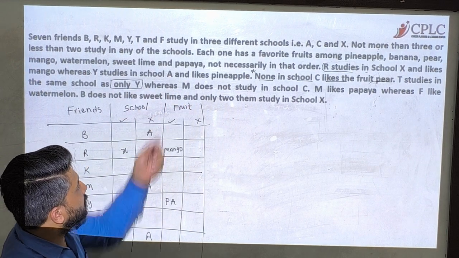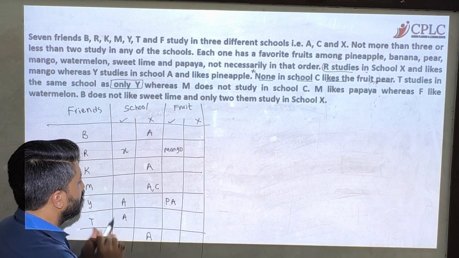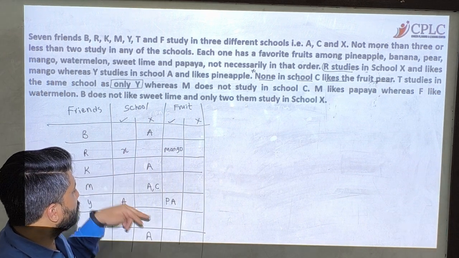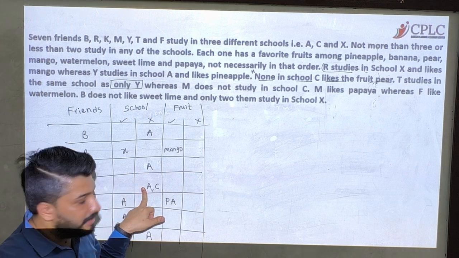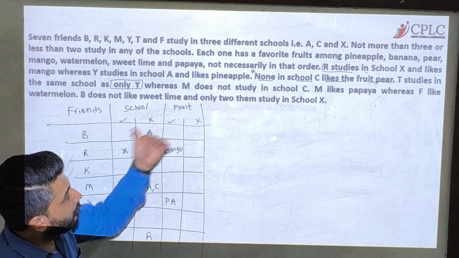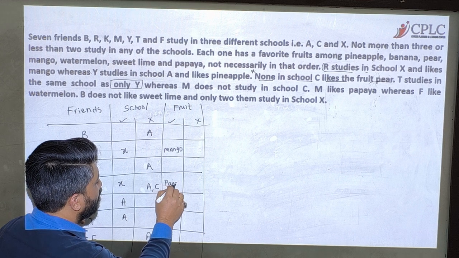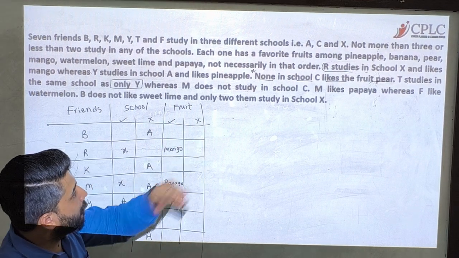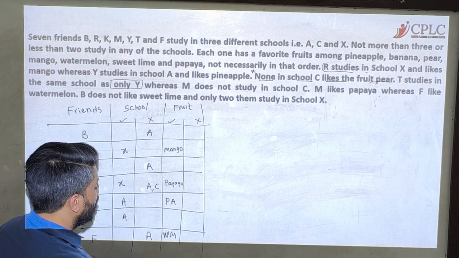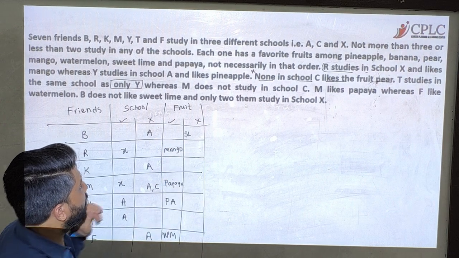Then the later part says whereas M does not study in school C, so M doesn't go in school C also. So now automatically, indirectly, what you come to know here is that out of 3 schools, M is not going to 2 schools. So obviously M has to go in the third school, that is school X again. Then they are saying M likes papaya. So M's favorite fruit is papaya. And F likes watermelon. Then they are saying B does not like sweet lime. So B does not like sweet lime.